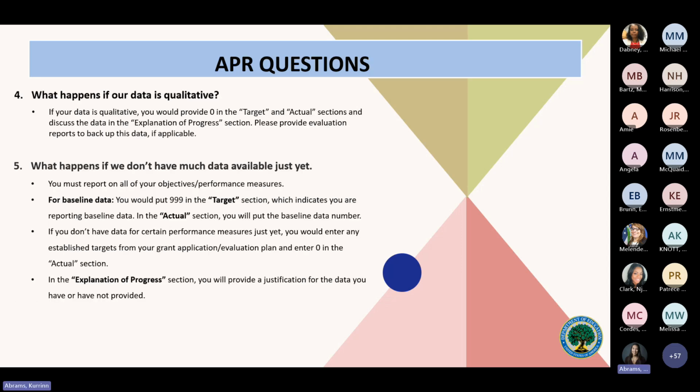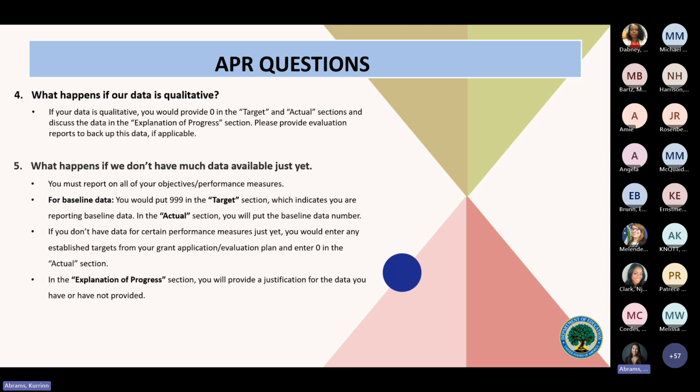What happens if our data is qualitative? I know some of our grantees do have qualitative data, maybe from focus groups or surveys. If your data is qualitative, you would still mention your objectives and outline those in the objectives and performance measures section, but you could put 0 in the target and actual sections, and then discuss the data in the explanation of progress section. You could also provide your evaluation report, which should go into detail about that qualitative data.